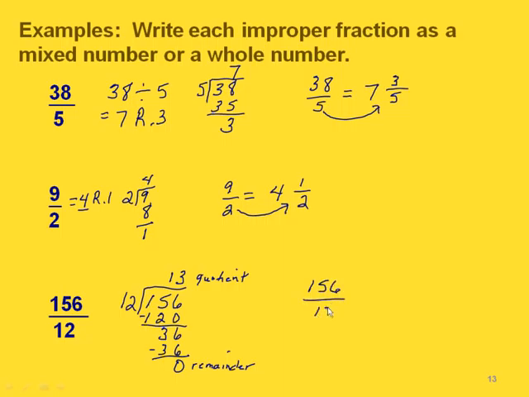Since we came out with a remainder of 0, that means that our number is just going to be a whole number. So it's just going to be our quotient of 13. There's no fractional part because the remainder came out to be 0.